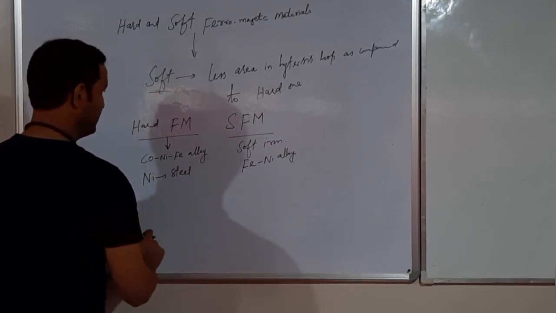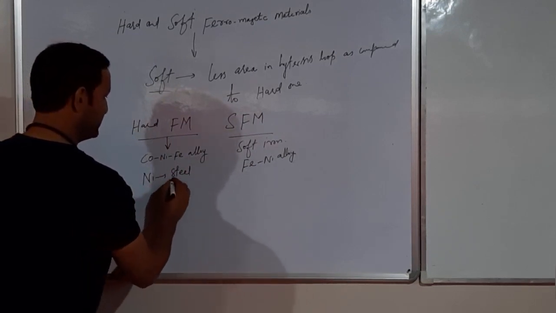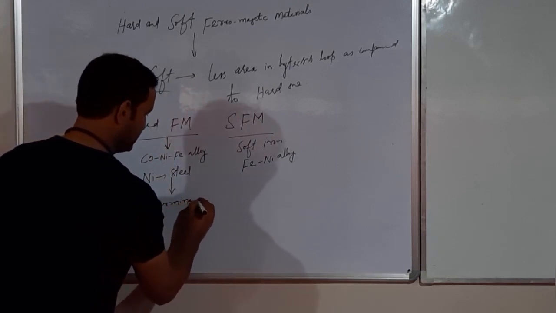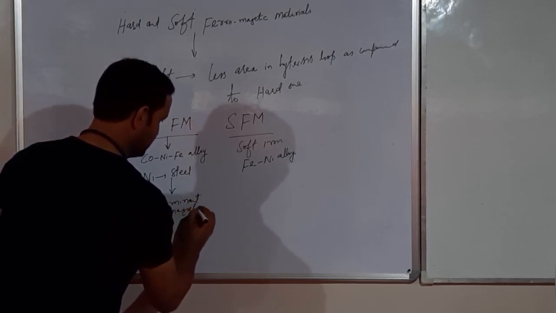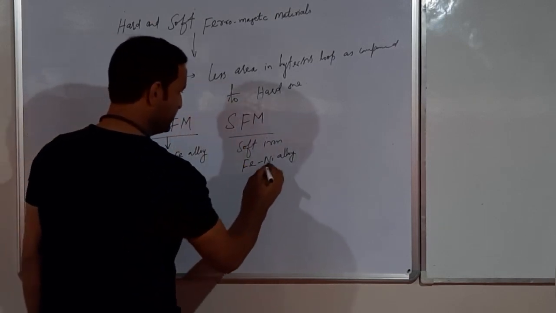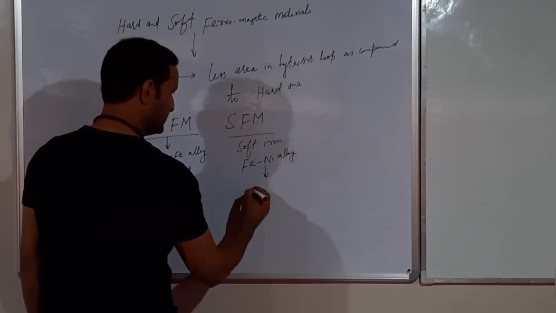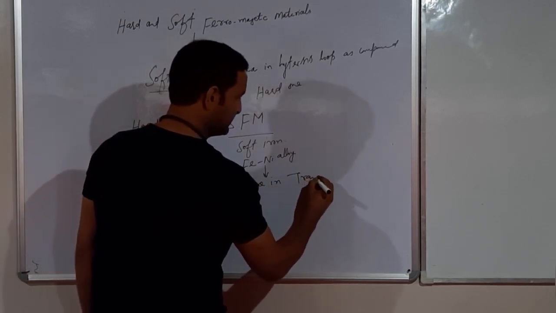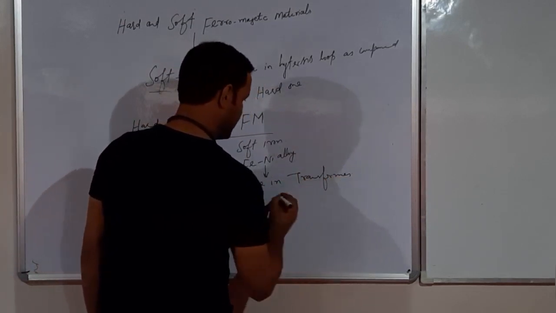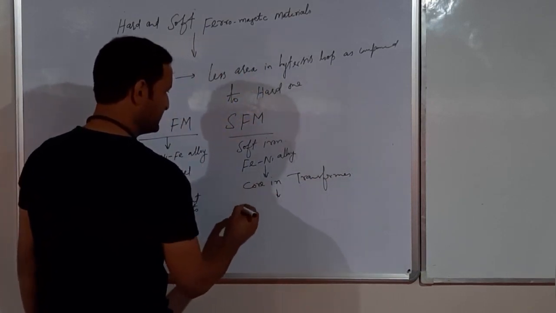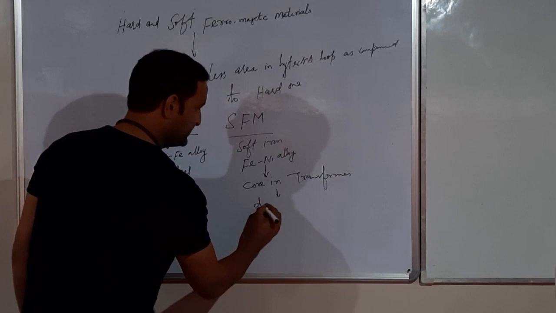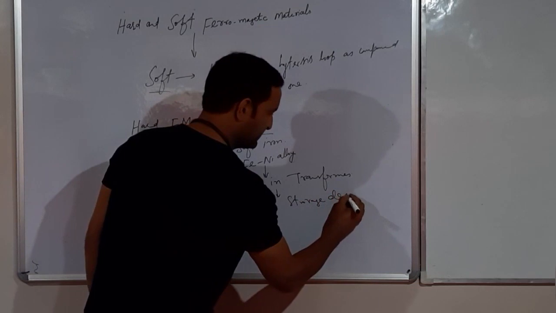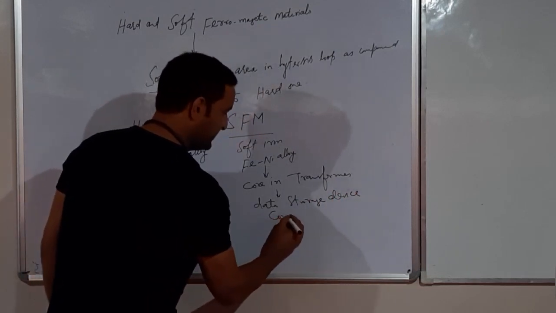Both of these have their own uses. Hard ferromagnetic materials can be used as permanent magnets. And the soft materials have their uses in, for example, the core in transformers, and they are used in data storage devices, in many computer applications.